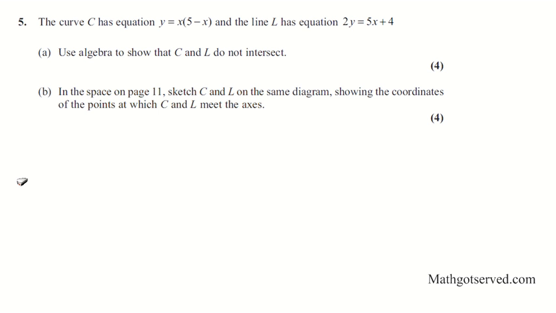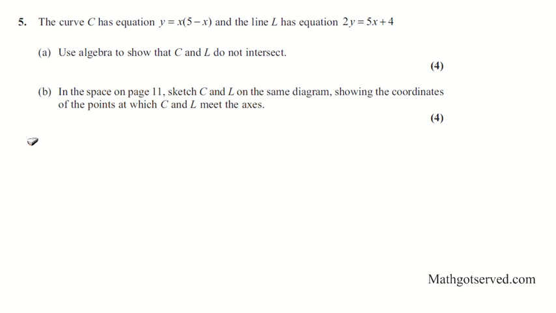It says the curve C has equation y equals x times 5 minus x, and the line L has equation 2y equals 5x plus 4. Use algebra to show that C and L do not intersect. If we want to find out if two lines intersect, we set them equal to each other and find the solution to that equation. If there's no solution to the resulting equation, then the lines do not intersect.